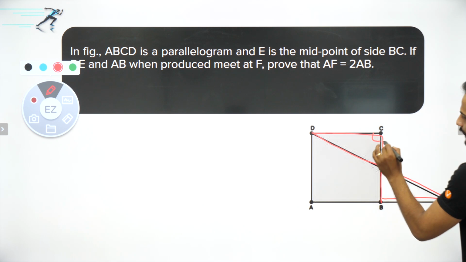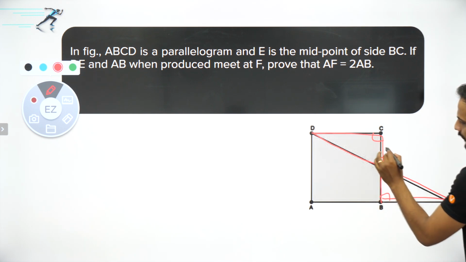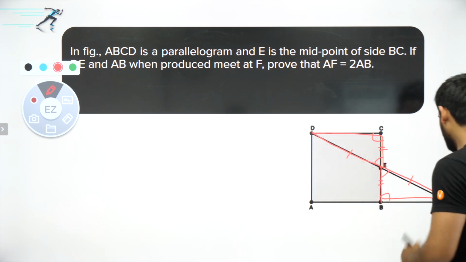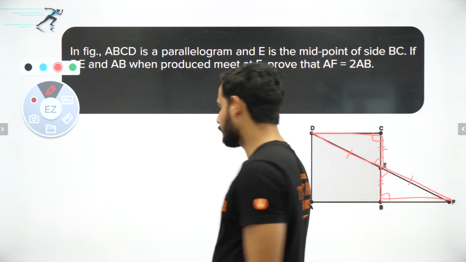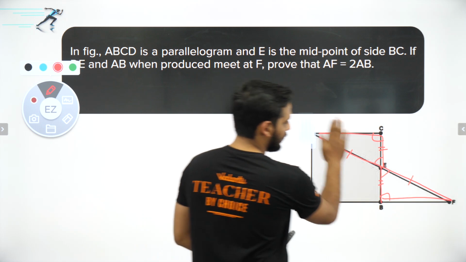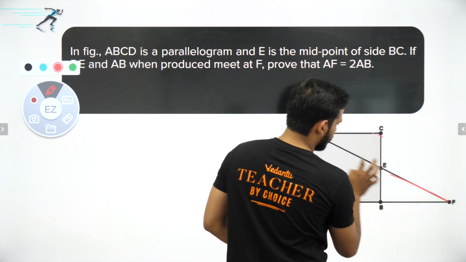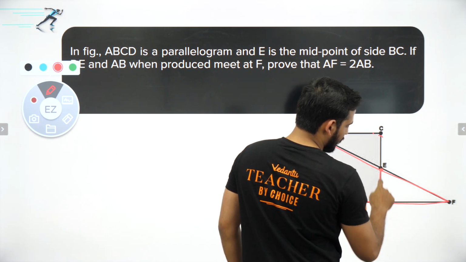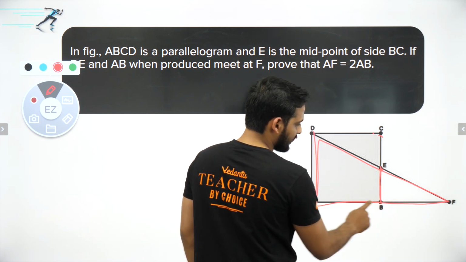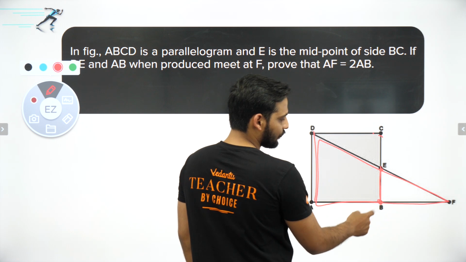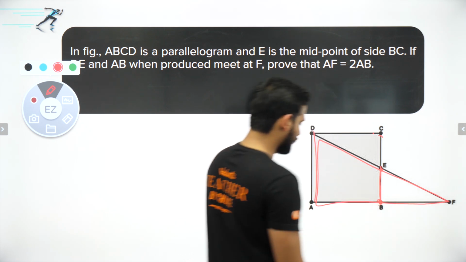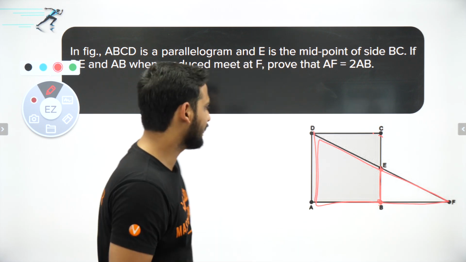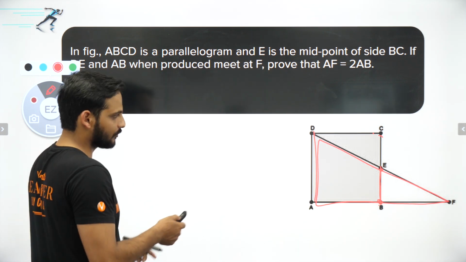This angle is equal to this angle, vertically opposite angles, and this side is equal to this side. So by CPCT, you can say E is the midpoint of DF as well. Then you take this whole triangle, and if from E you draw a line parallel to the third side, it will intersect the second side at its midpoint. So you will get B is the midpoint of AF, so AF is equal to twice of AB. Very similar to the previous question. Let's move to the next part.